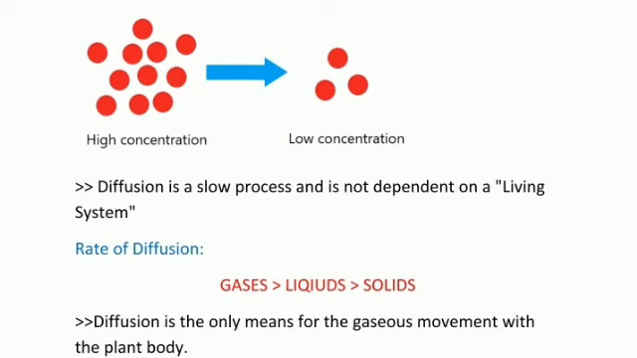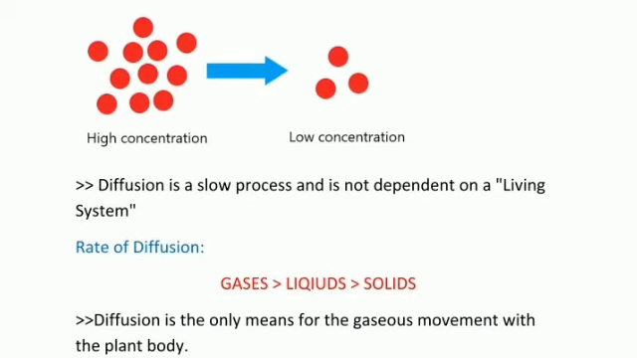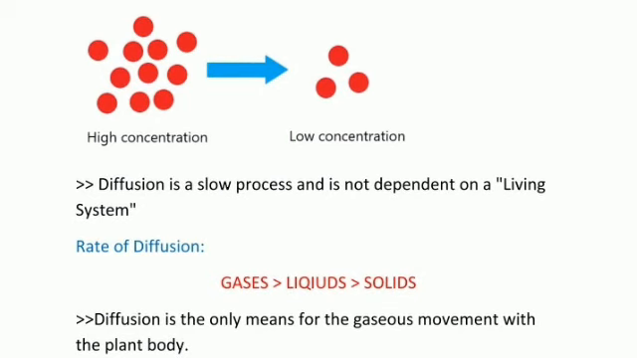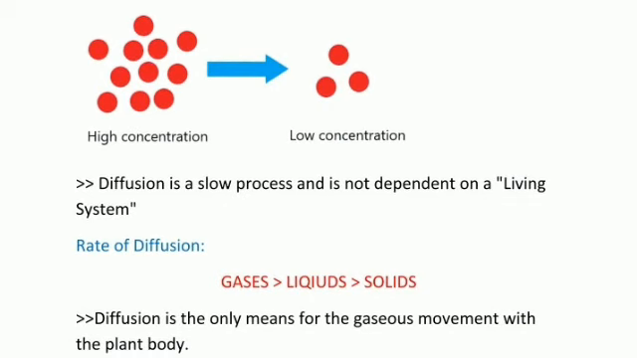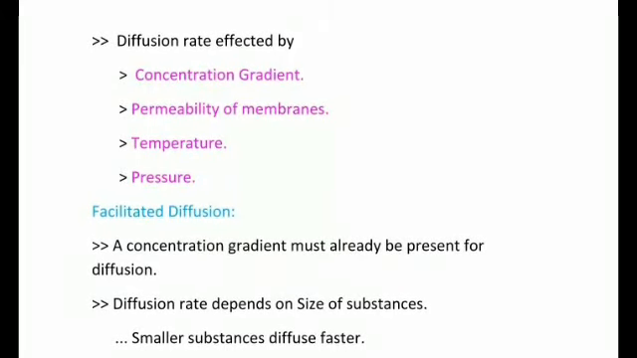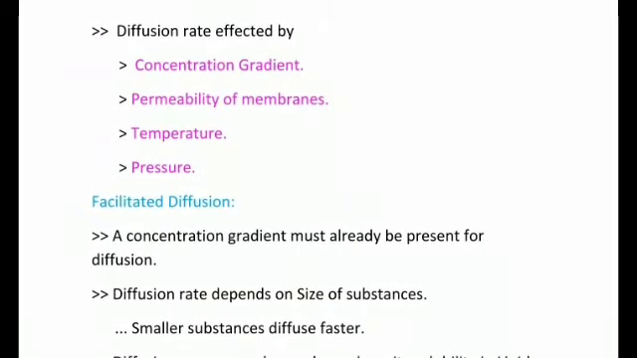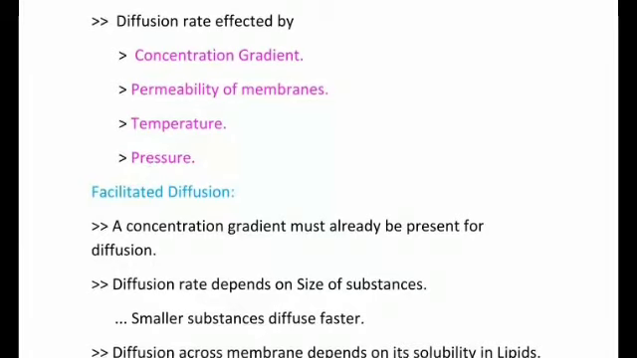So in plants, diffusion is the only means for the gaseous movement within the plant body. For example, intake of carbon dioxide during photosynthesis and release of oxygen at the same time. The rate of diffusion is affected by different factors. They are concentration gradient, permeability of membranes, temperature, and pressure.